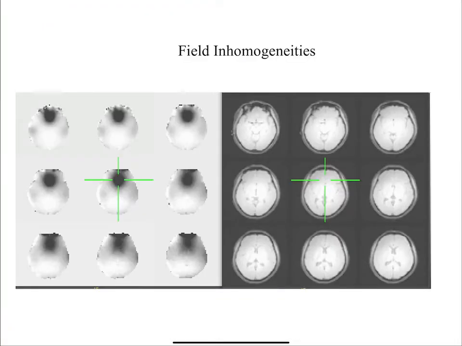Okay, so we're going to spend the last 15 minutes talking about things that you generally need to correct with your data. One of the things, which we talked about before, is that anytime you put someone's head in the scanner, there's going to be significant field inhomogeneities, especially in the orbitofrontal cortex where you have the skull-air interface.